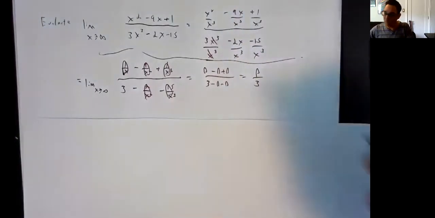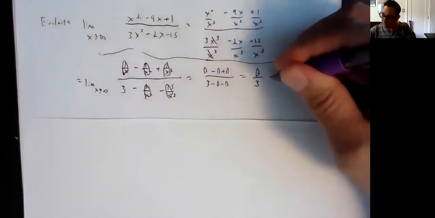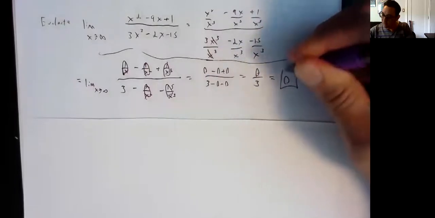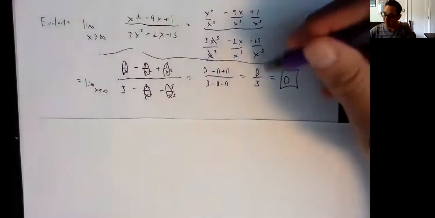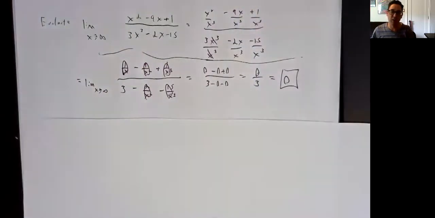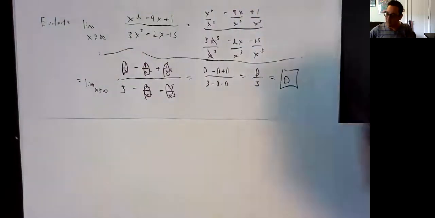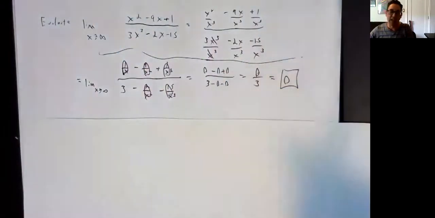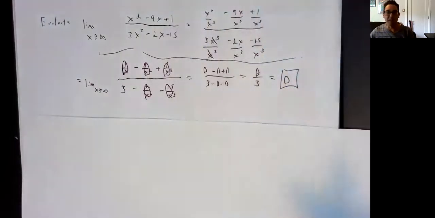Now what does 0 over 3 reduce to? 0. And that's perfectly fine. Remember, I said it's fine to have zeros on the top. You just can't have zeros on the bottom. Okay, so a limit to infinity can equal 0. That's just, as we said, the limit of 1 over x is just 0. A limit of a bigger function can also equal 0.